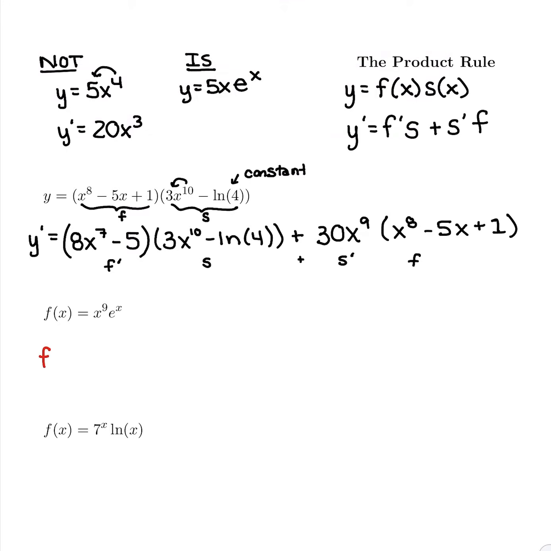This next one is a little less obvious that it's a product rule, but you have x to the 9th, which is our first factor, and then you have e to the x as our second factor. So I'm going to do the derivative of the first factor. Derivative of x to the 9th is 9x to the 8th times the original second, e to the x, plus the derivative of the second, e to the x, times the original first, x to the 9th. Derivative of the first, original second, plus the derivative of the second times the original first. We know we're done.